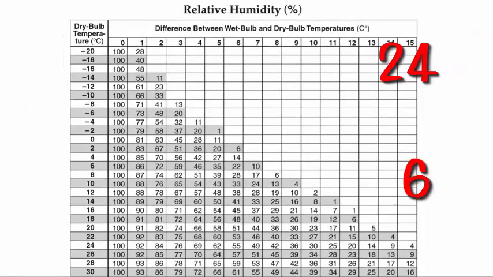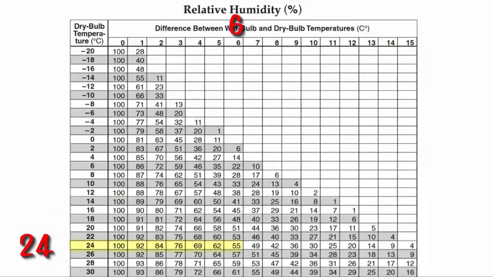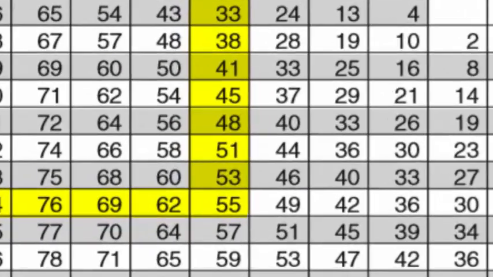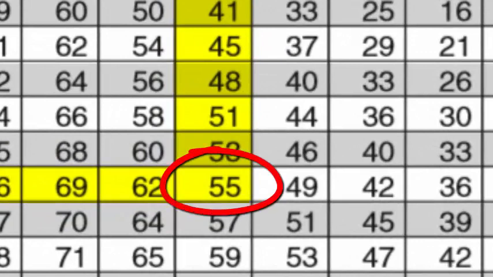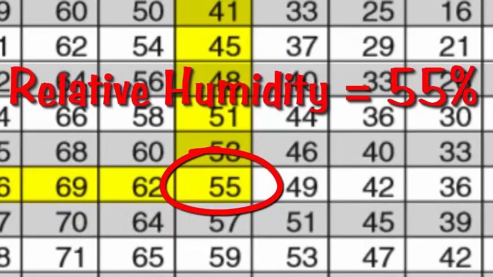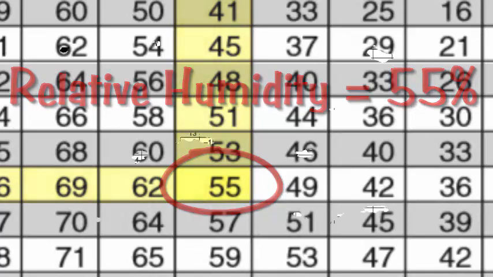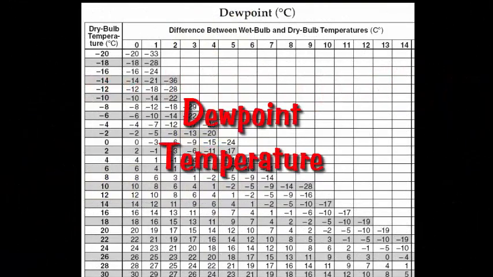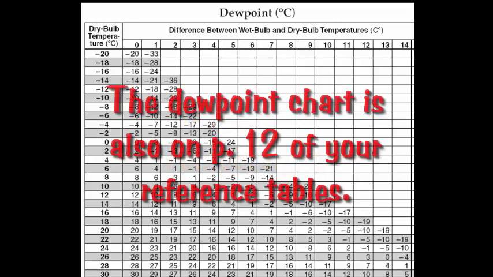So to find the relative humidity then, we're going to take our original dry bulb temperature of 24 degrees Celsius, and we're going to find it on the left-hand side of this chart. Then we're going to find our difference of 6 up top, and we will match up those columns. Wherever they meet is our relative humidity. In this case, our relative humidity is 55%. To find the dew point temperature, we use the same numbers, we just plug them into a different chart. This chart can also be found on page 12 of your reference tables.